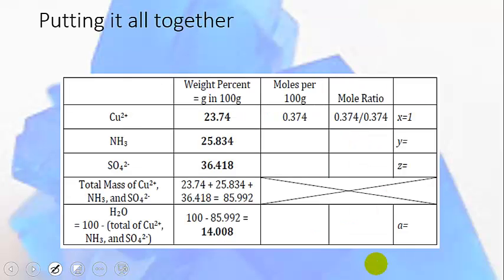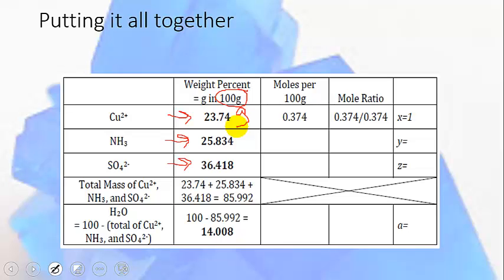Putting it all together. We need to figure out what the formula of the compound is, right? So that's what you will use this chart for. If you assume that you have 100 grams of your sample, those percents by mass that we figured out for copper, ammonia, and sulfate turn into grams. So 23.74% is now 23.74 grams if we assume 100 grams.